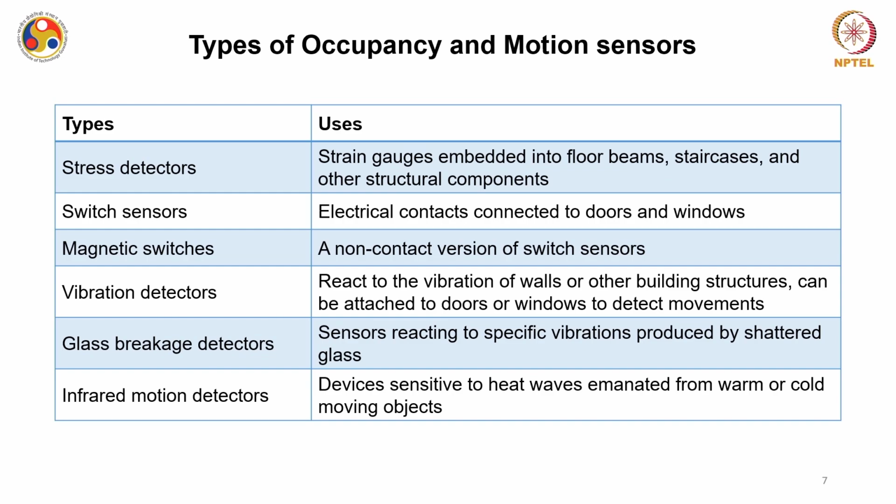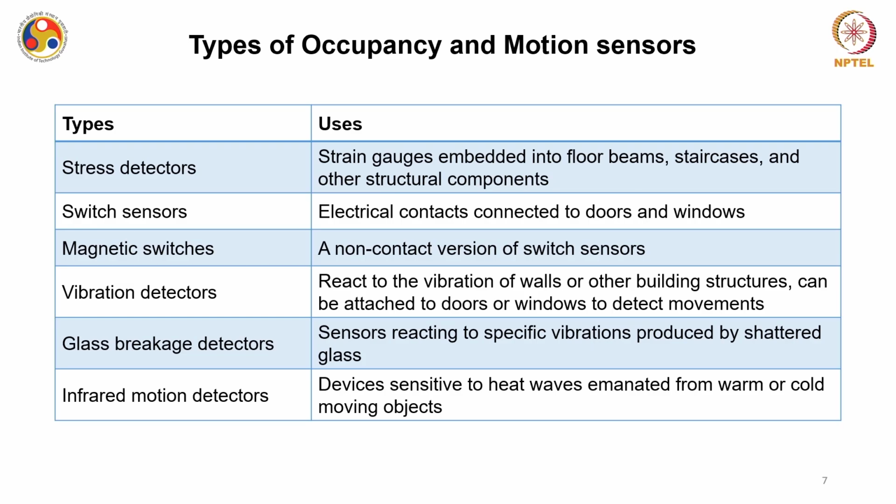Then you have switch sensors. These are electrical contacts connected to doors or windows. These switches can tell whether the door was opened or not. These are electrical switches. You can also have magnetic switches, which are a non-contact version of the electrical switches.